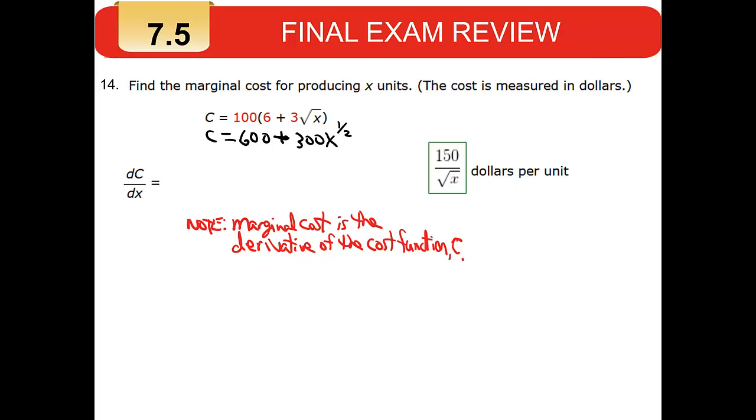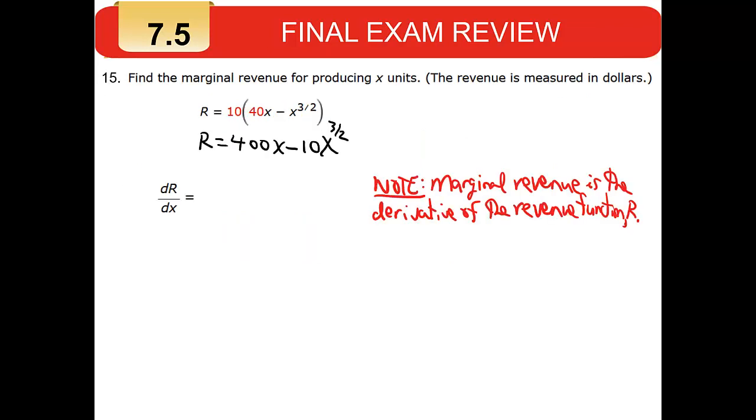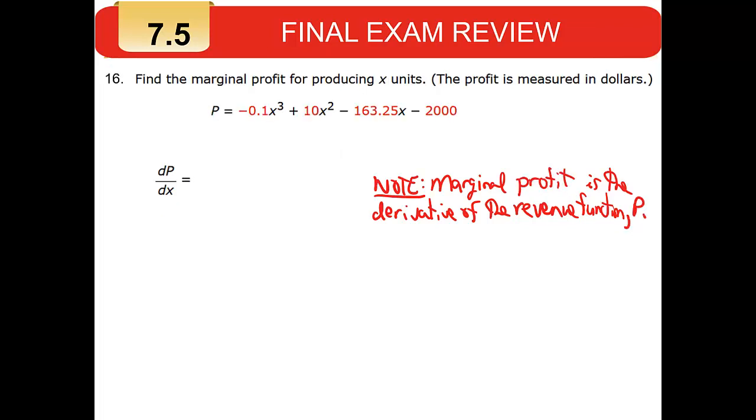Number 14, here you're dealing with the marginal cost, and you're looking at finding the marginal cost given the cost function. The marginal cost is the derivative of the cost function. And number 15, the marginal revenue is the derivative of the revenue function. And number 16, the marginal profit is the derivative of the profit function.